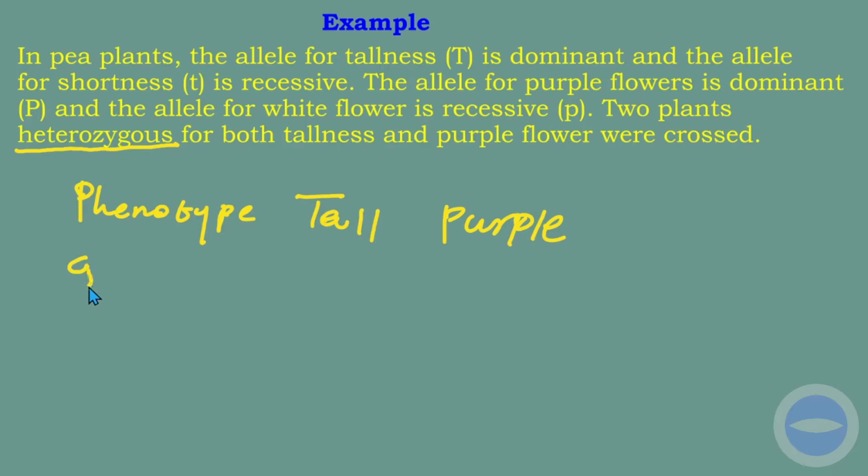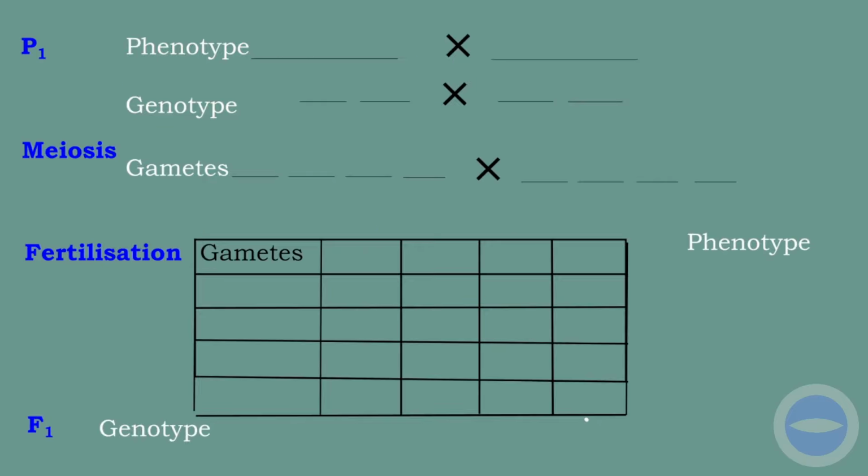So for the genotype we have T and t, because tall is dominant and then recessive, and then we have P and small letter p. This is the genotype, and this is the phenotype: Tt and Pp. So they are crossing 2 plants that are heterozygous for both. So these 2 plants are crossed. So now let's see how it is used.